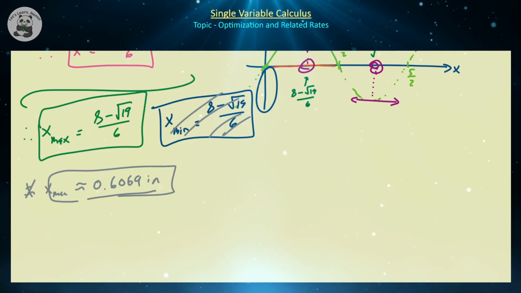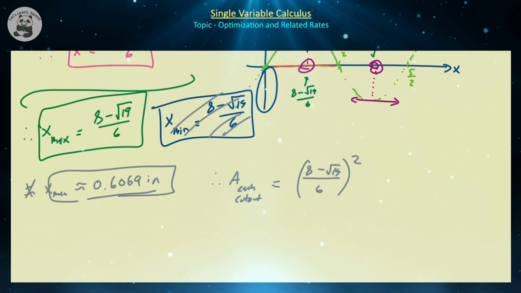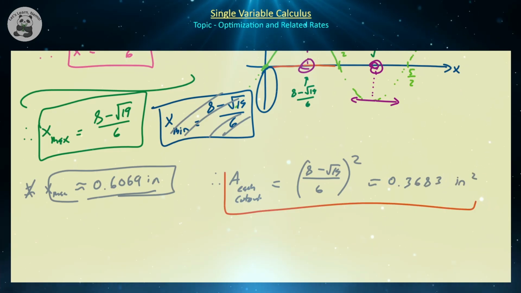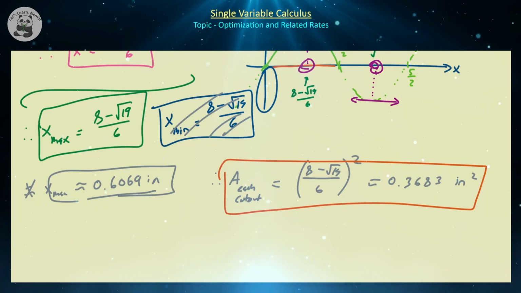And then from here we can find our area for each of those cutouts. So that means the area for each cutout will be equal to 8 minus the square root of 19 all divided by 6, the quantity squared. And you can find this in approximate value to be 0.3683 squared inches, right? So that's the area for each of those little square cutouts in order to make your box have maximum volume, right? So not too bad. Just of course we use the quadratic formula, so definitely keep that in the back of your mind just in case you need it later.